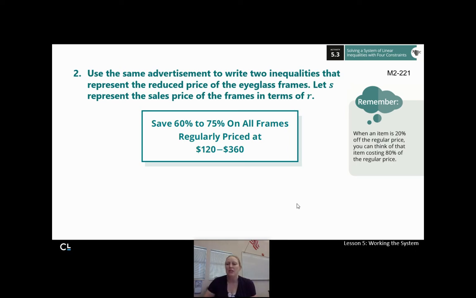But now I'd like you to use that same advertisement to see if we can write 2 inequalities that represent the sale price, the reduced price. So we're going to let S represent the sale price of the frames in terms of R. So I don't really want hard numbers here. I want some inequalities, and you're going to have an R variable in your inequality. Go ahead and hit pause, see if you can figure out what I'm asking you for there, and then of course hit play when you're ready to keep the discussion going.